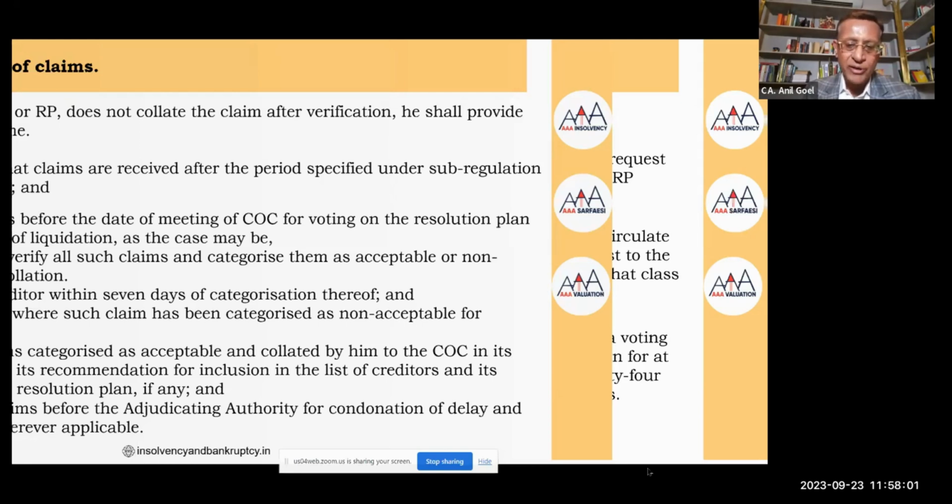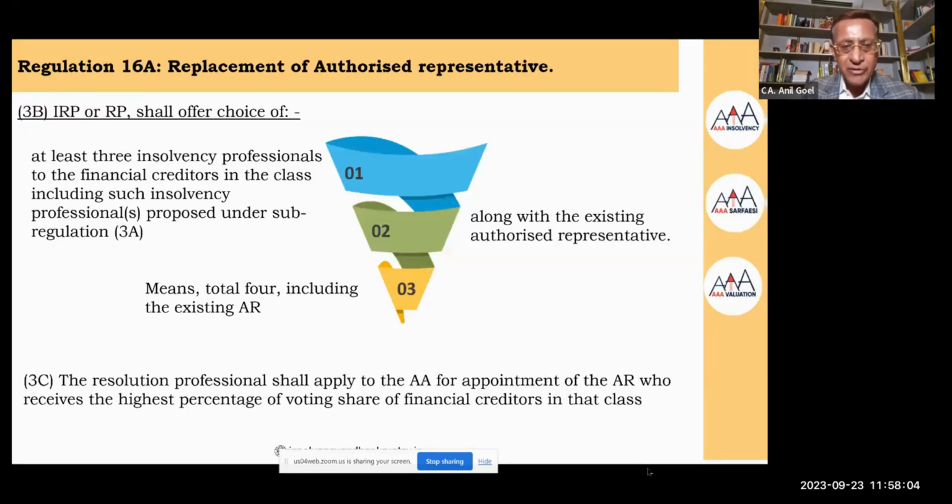The voting is to be open for at least 24 hours. But what is important here is that when this voting starts, the RP will have at least three insolvency professionals to put to the financial creditors of their choice. In those three, the existing AR will also be there. So one is the person proposed by them. There may be another person proposed by another party. If there is only one proposed by that class of creditors, then the RP will add two more, and then the fourth one would be the existing one. Then the voting will start, and finally, the RP will make an application to the adjudicating authority for selecting that particular authorized representative who has got the maximum voting in his favor.